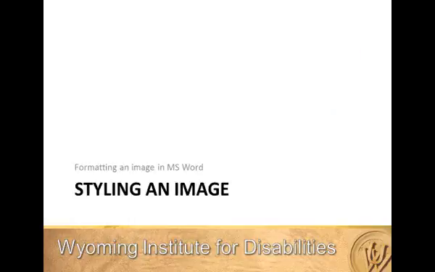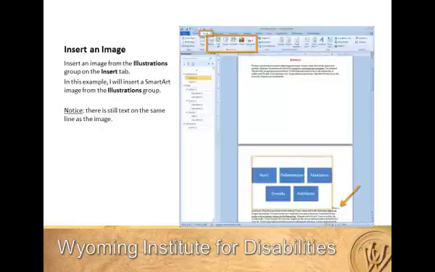Let's review best practices for styling images in a Word document. To insert an image, go to the Insert tab and select an option from the Illustrations group. In this example, I will insert a SmartArt image from the Illustrations group.